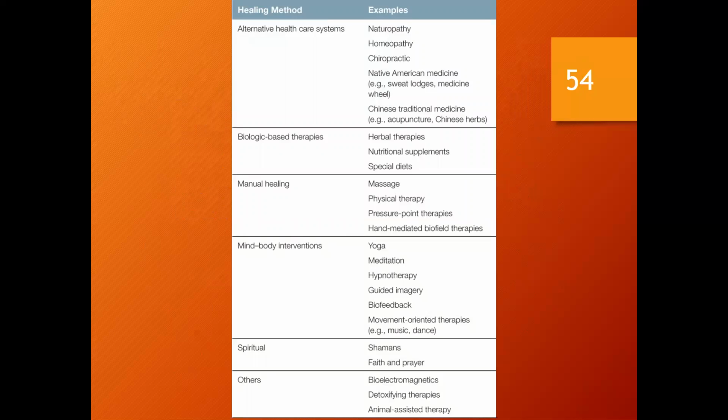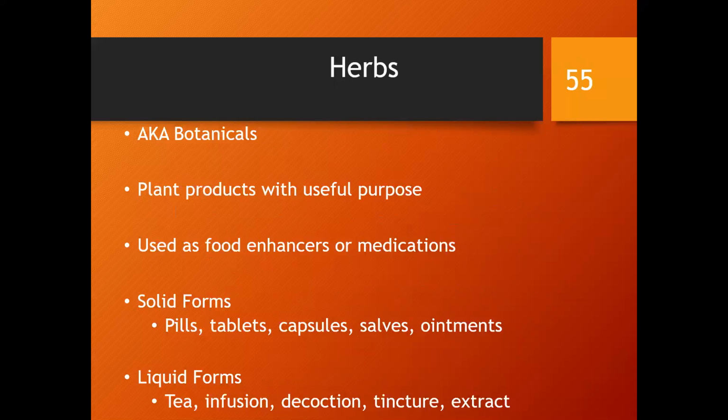So this is table 10.1 in your book. Make sure that you look at these and know that people may be using these. Okay, so these are the different alternatives that people may be using. So herbs, aka botanicals, you can also hear them called that, is a plant produced with useful purpose. It's used as a food enhancer or medication. There are solid forms, so pills, tablets, capsules. They can be salves or ointments. And then there are liquid forms: teas, infusions, decoction, tincture, and extract.